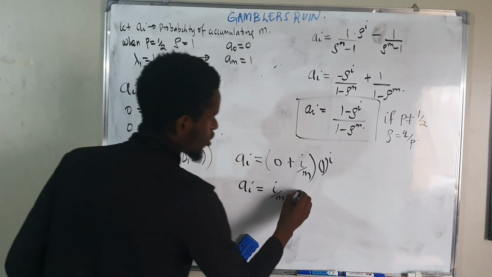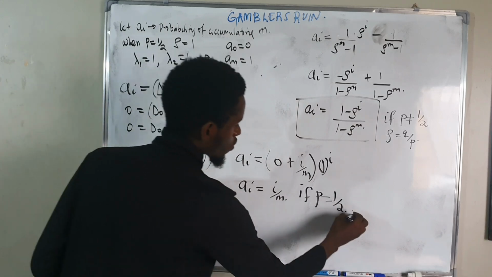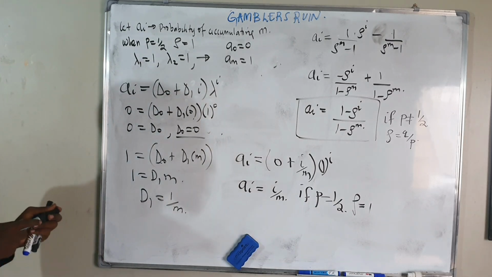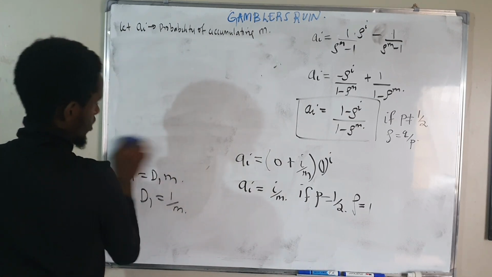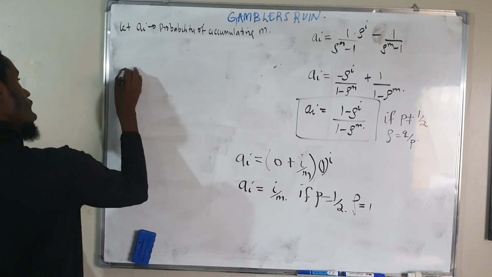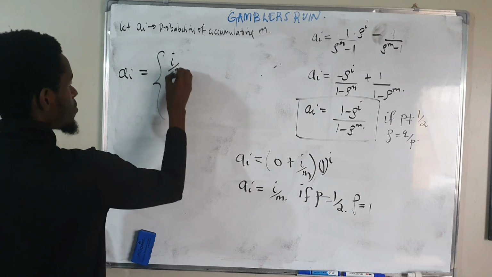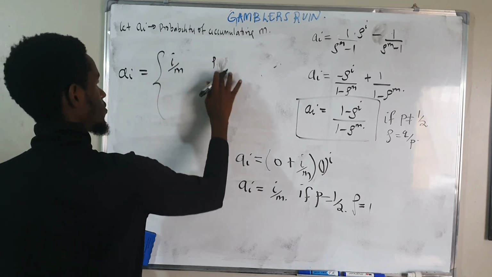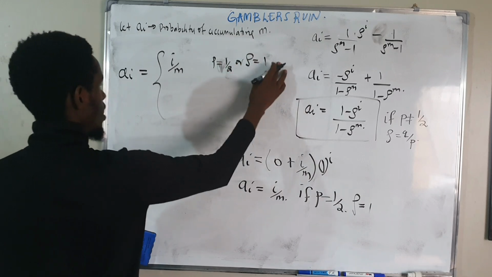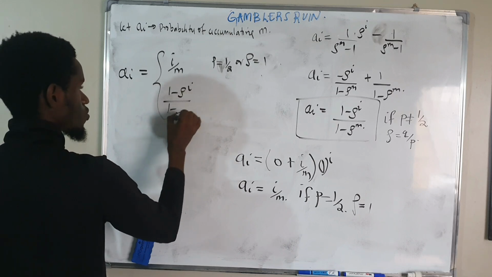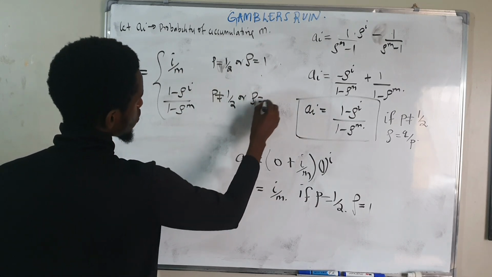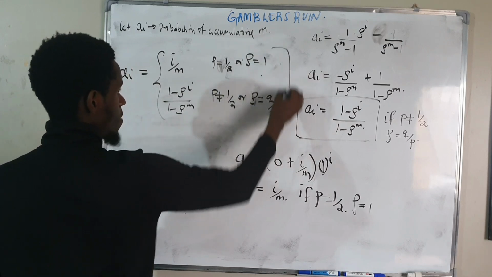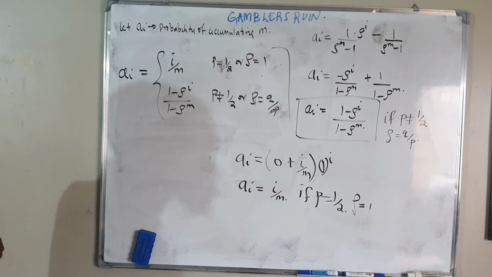Meaning that a_i is i over m if p is a half, or rho is 1. And therefore, I can conclude that in general form, the probability of accumulating m when starting with i is i over m when p equals a half, or when rho equals 1, and it's going to be (1 minus rho to the power i) over (1 minus rho to the power m) when p is not equal to a half, or when rho equals q over p. And remember, i means the amount of money you began playing with, and m is the amount of money you are playing to get. And then this is going to be our gambler's ruin.